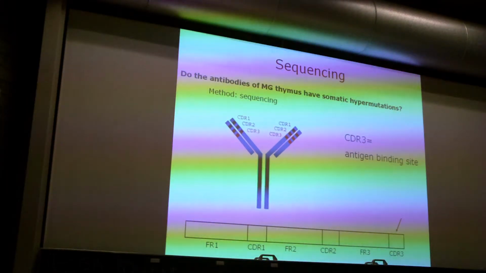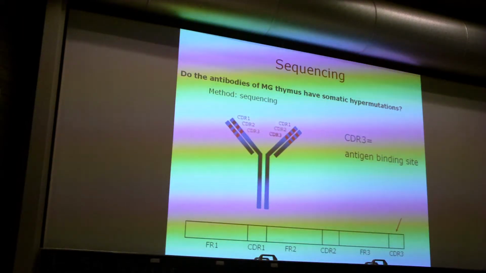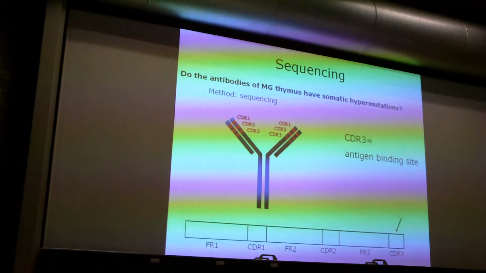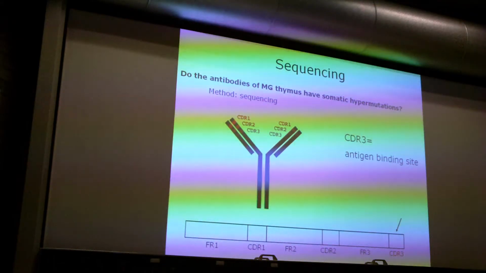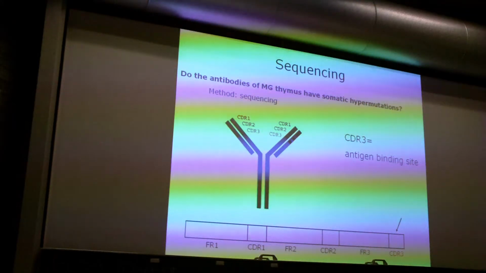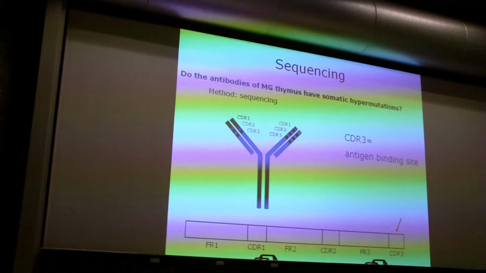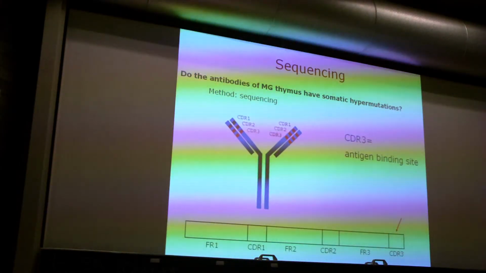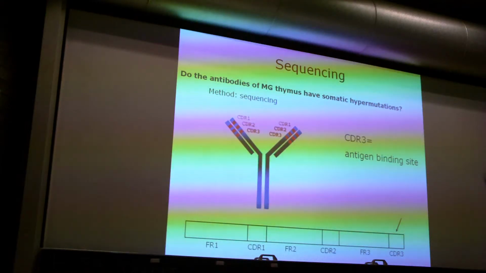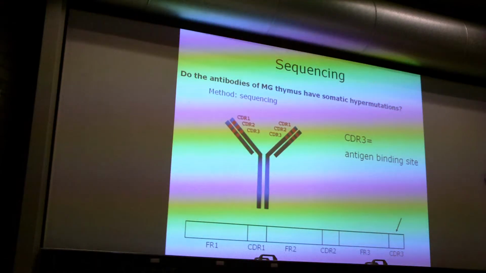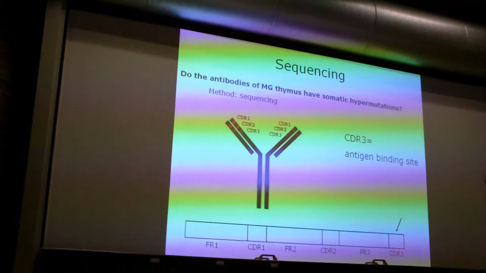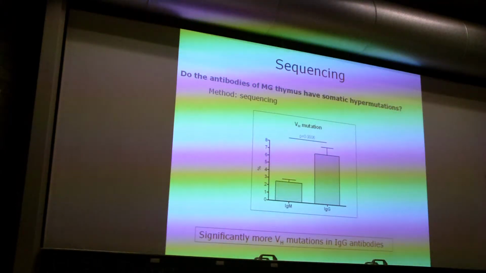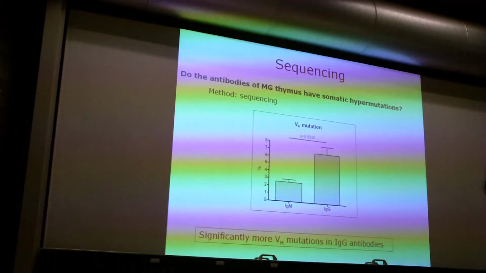If you want to know something about the actual sequence of the antibodies, well, you need to sequence the DNA or the corresponding RNA that's produced in the cells. So what we do typically is we use primers against the framework regions, and then we amplify the DNA, the cDNA, and then we sequence it through. And then we look at the mutations in the antibody genes as compared to the germline.